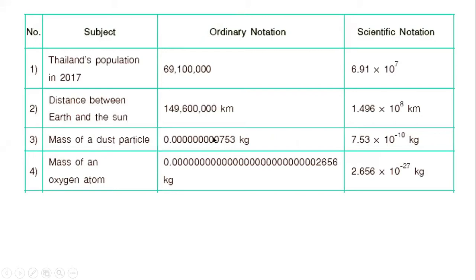Now, look at this table. Can you see it? Yeah. Okay. Now, we can see in number 1, anyone who can read for me number 1? Thailand population in 2017. Okay. What was Thailand's population in 2017? Can you read that number?